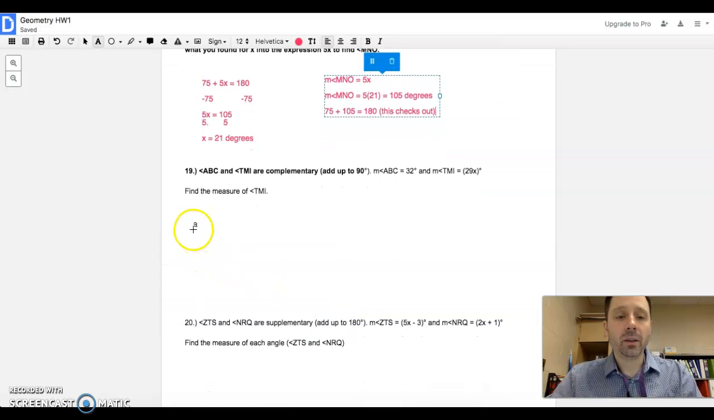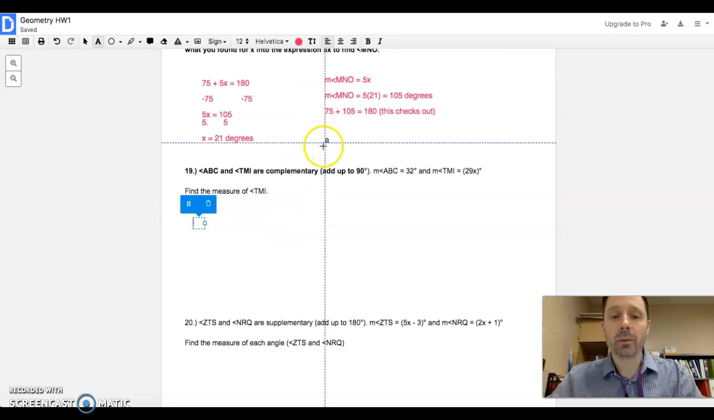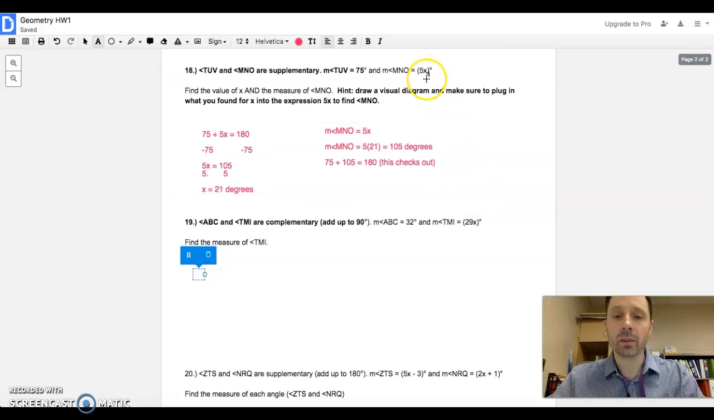All right, number 19. We're going to go a little quicker here. So it says angle ABC and angle TMI are complementary, which means instead of adding up to 180 like we did in this one, because it was supplementary, we're going to add up to 90. So we know ABC is 32 degrees, and we know the other angle that makes up the 90, TMI, is given to us as 29x. So an expression just like this one was given to us as 5x, they're giving us one as 29x.